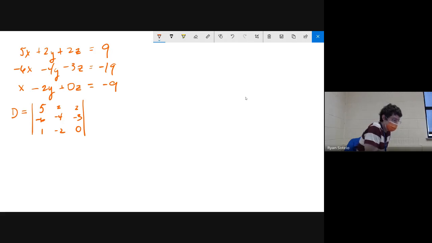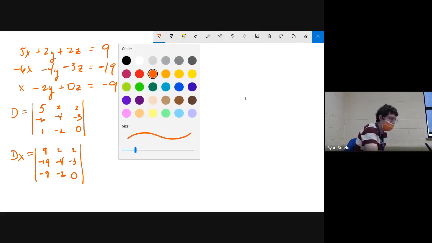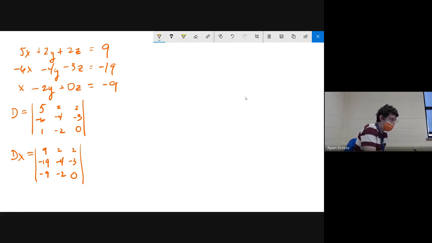I guess I'll write the other ones. Dx will be, I'm going to replace the x column with these numbers. The other columns stay the same. And I'll do this one, and then we'll go back and do the dy and the dz because this one's going to take up more room. So I'm going to start here. What I'm going to do is copy the first 2 columns. I'm going to make duplicates of those.